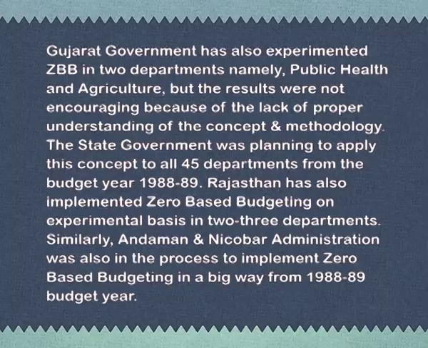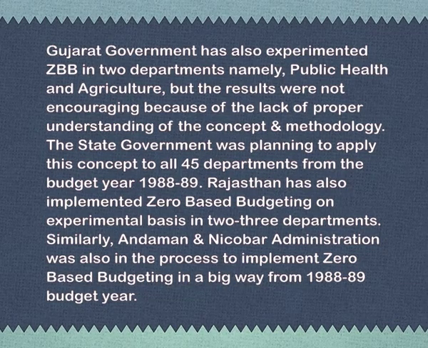Similarly, the Karnataka state's budget has estimated a savings of rupees 32 crores with several schemes and programs to be discontinued or merged. Gujarat government has also experimented zero-based in two departments, namely public health and agriculture, but the results were not encouraging because of the lack of proper understanding of the concept and methodology. The state government was planning to apply this concept to all 45 departments from the budget year 1988 and 89.